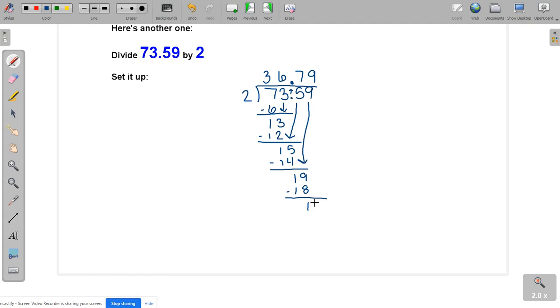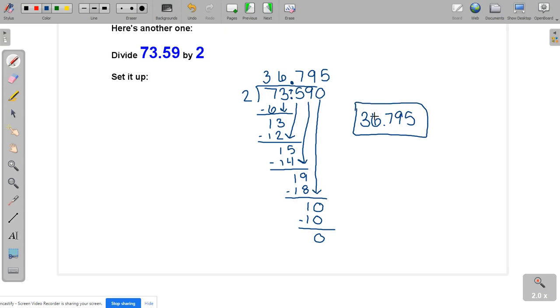We do not want to write a remainder when we're dealing with a decimal. So what we're going to do is just add on a placeholder of a 0, and then just bring down that 0. Now we can do 2 goes into 10. 5 times 2 is 10. And we get 0. So our answer is 36.795 when we divide. So that's when we're dividing by a whole number.